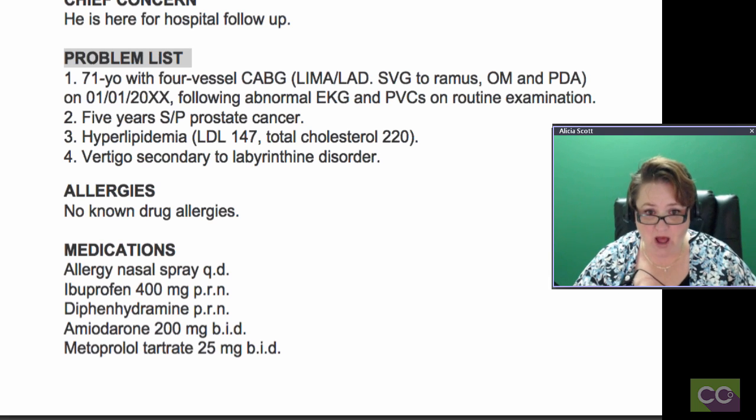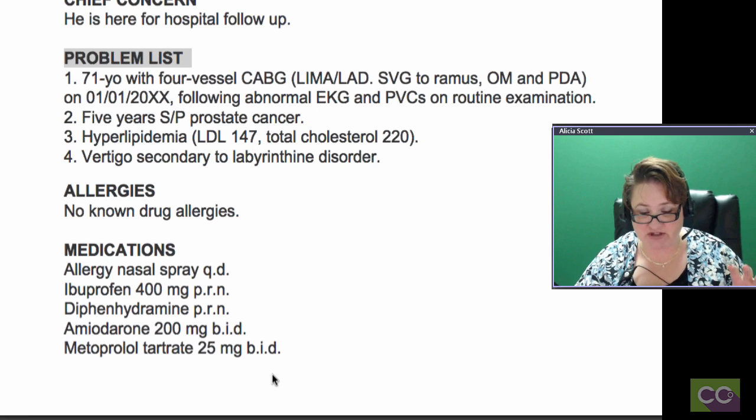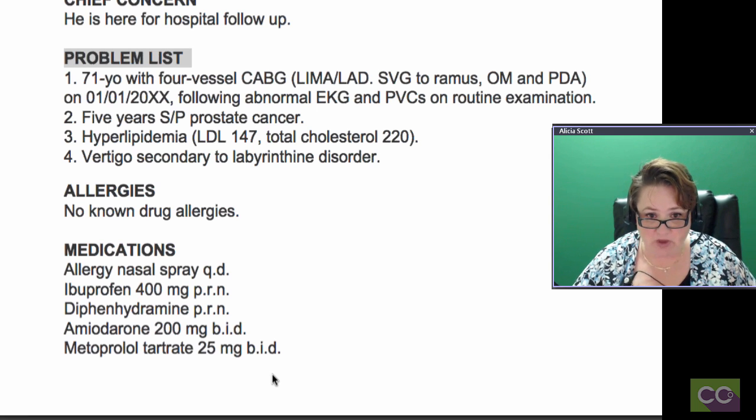So a problem list is often copy and pasted, and you don't really want to code off a problem list because it can have things that are outdated, but it shows a continuum of care of what's going on with this patient. So it's important, and we need to look at it. We have more information. We know what type of CABG this patient had.